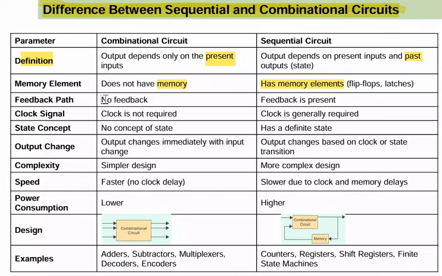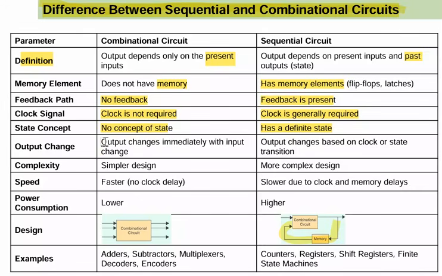And the feedback path: no feedback path is there in combinational circuits, while the feedback path is present in sequential circuits, which you can also see from the diagram itself. The clock signal: in the combinational logic circuit, the clock is not required. The clock is generally required in the sequential logic circuit. Then the state concept: there is no concept of state in combinational circuits, while definite states are there in the sequential logic circuit.